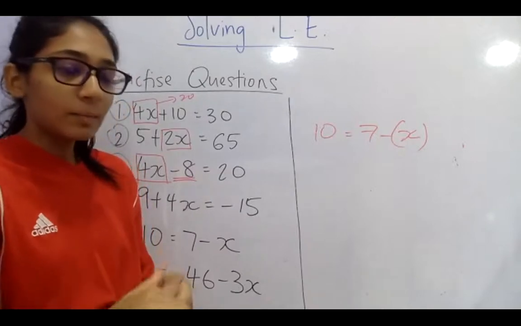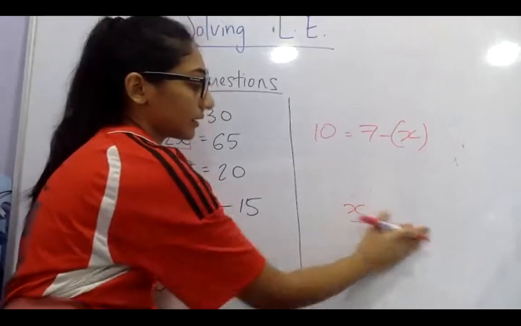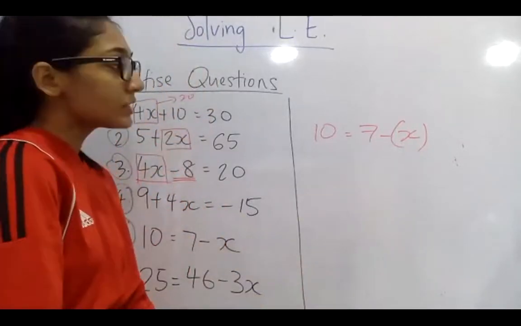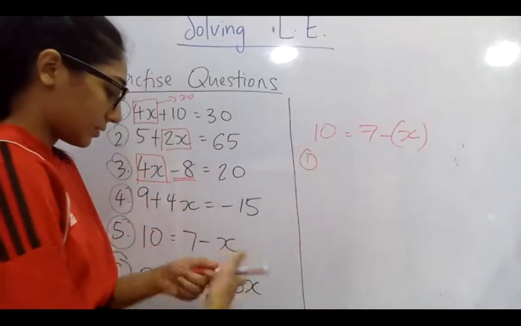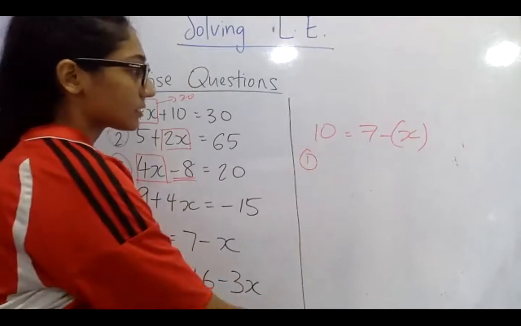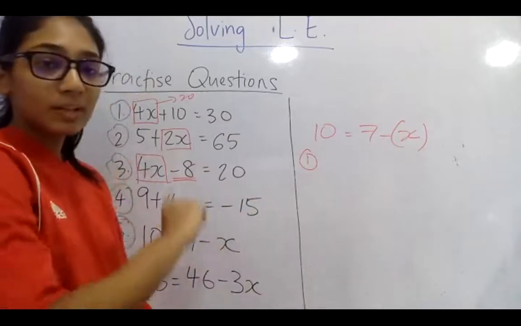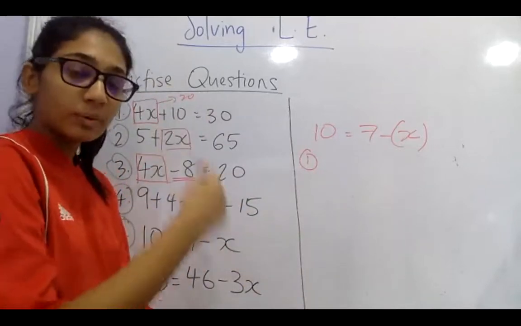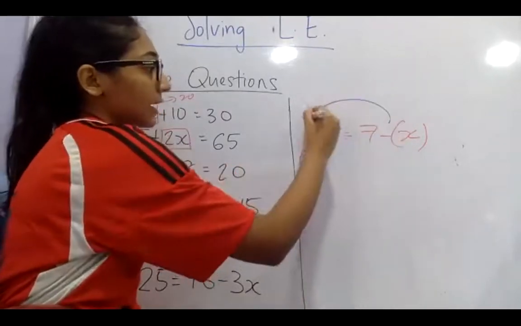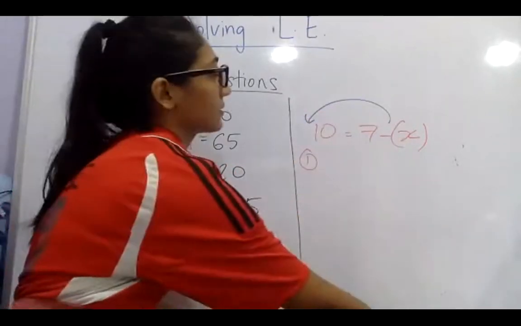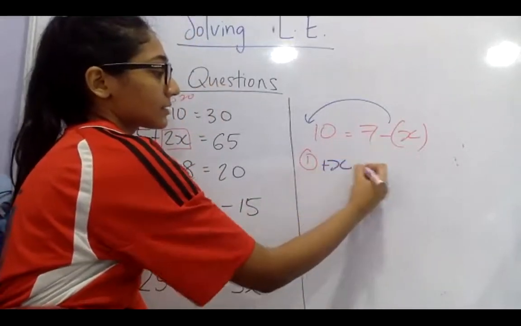Okay, I want my x to be positive because I always want my answer to be x equals something. The first way is, this is 10 equals 7 minus x. When you bring something over from one side to the other side, negative becomes positive, positive becomes negative. So this is negative x. When I bring it over to this side, it will become positive x.